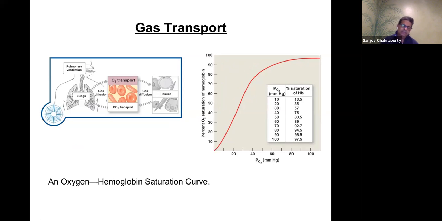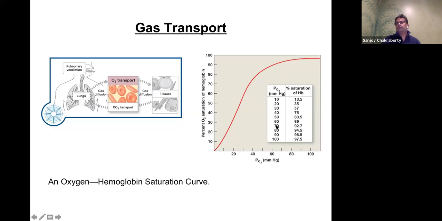Cooperative binding means that, remember, hemoglobin has 4 polypeptide chains. When one of them binds to an oxygen, the second one binds faster, and the third one binds even faster. This is called cooperative binding. Because of that, even with a partial pressure of 60, you don't have to go to 100. Look at that. Almost 90% of hemoglobin is bound.